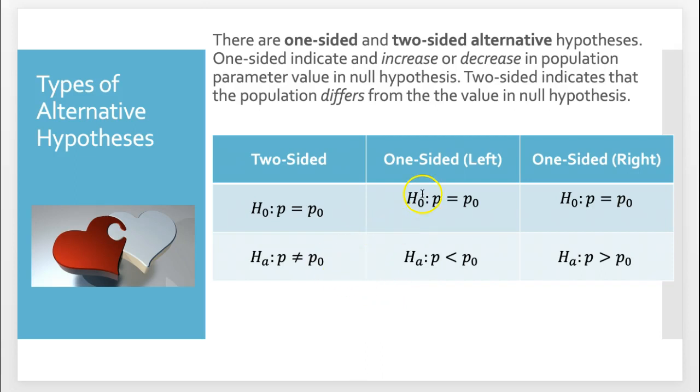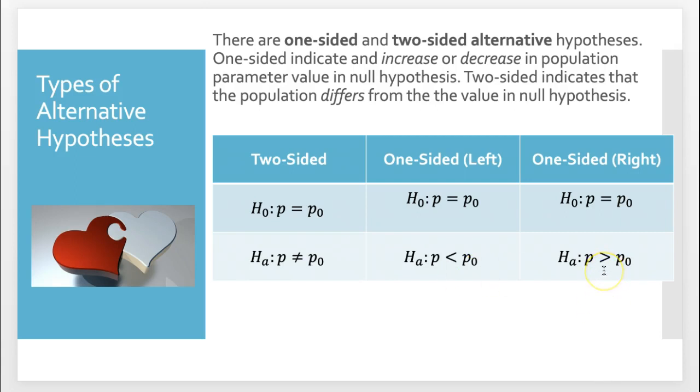But here, as far as one-sided, there's one-sided left and one-sided right. The alternative is saying that the population proportion has decreased from some amount, or that the population proportion has increased from some amount. So as far as the types of alternatives we'll see, these are the only three kinds that we'll see. For less than, we have to look for key words like declined or decreased or less than, something like that.